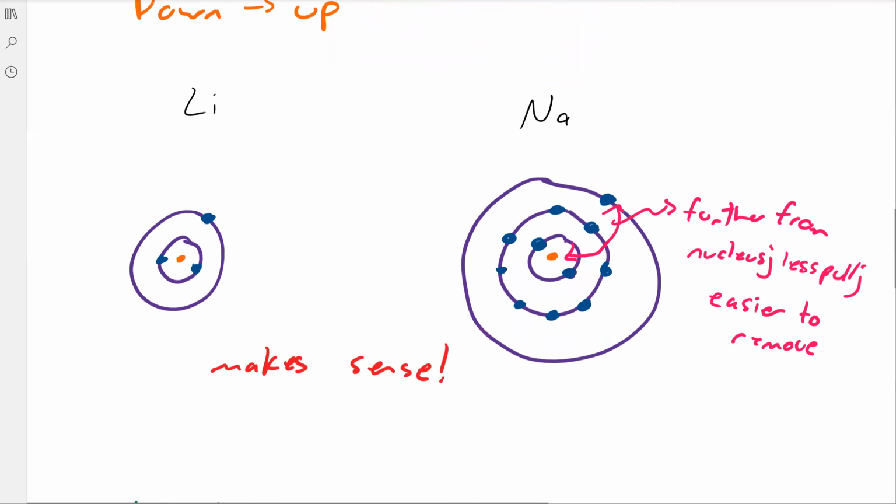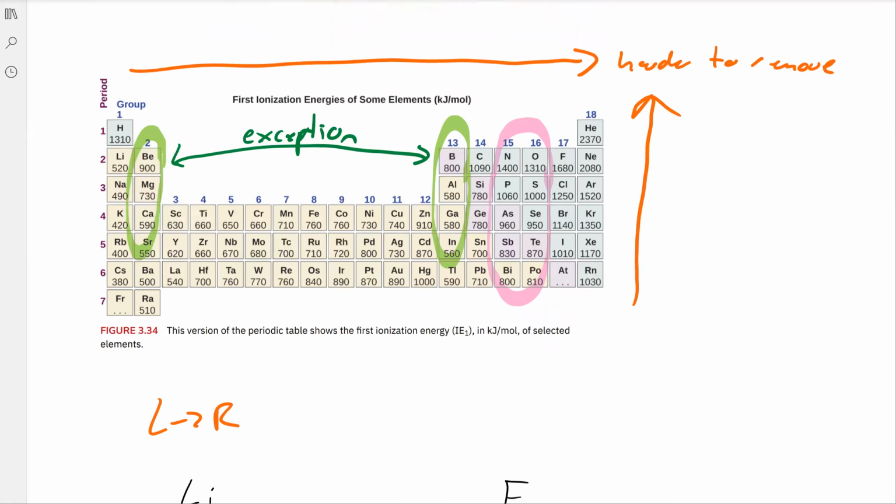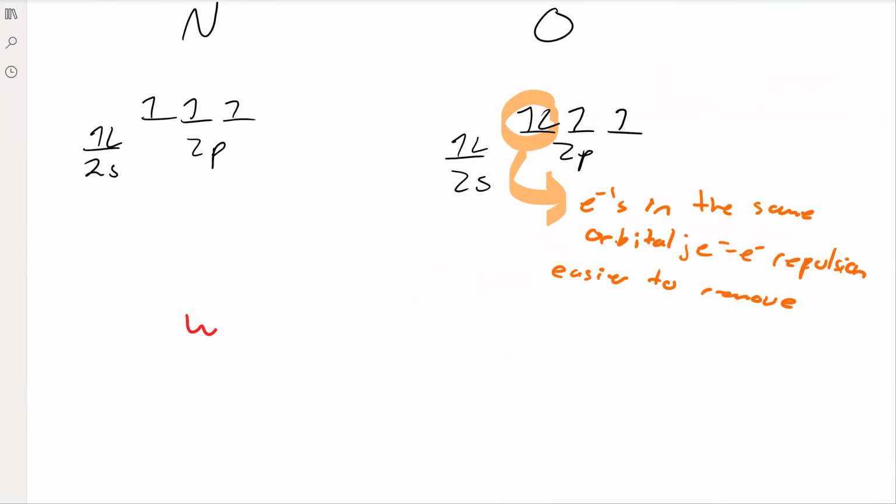Right, so these ionization energies were experimentally found. Somebody did some experiments, found these ionization energies, and what they found is that with quantum mechanics, it totally makes sense.